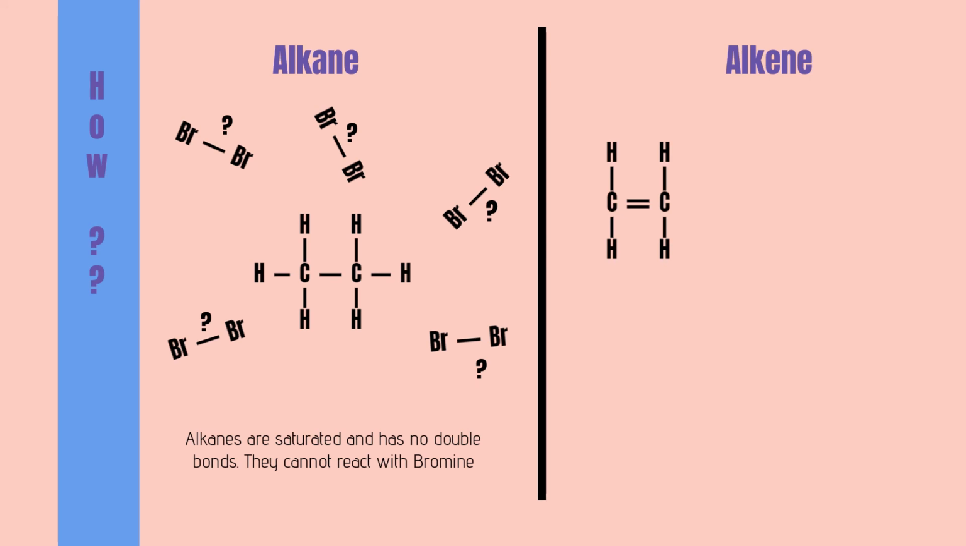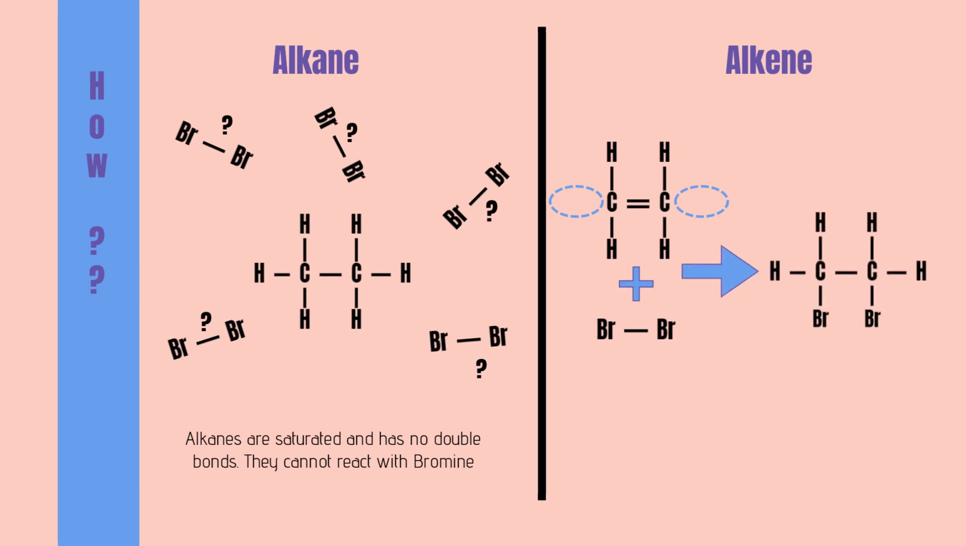Alkene, on the other hand, can react with bromine because it has empty spots for the bromine to react with. When bromine reacts with alkene, the double bonds break apart, allowing bromine to be joined by the bonds. This forms a new name for the substance as well.